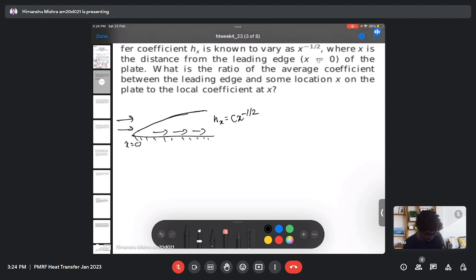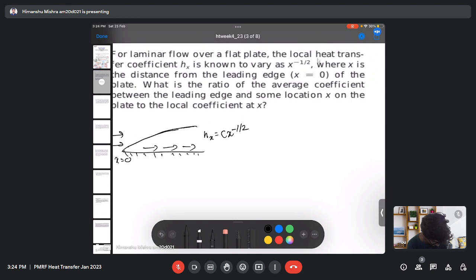It is changing as x to the power minus 1 by 2. So c is just a constant. So in the question it is given that hx is proportional to x to the power minus 1 by 2, and yes, the convection coefficient is changing.